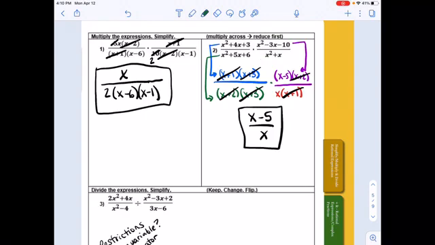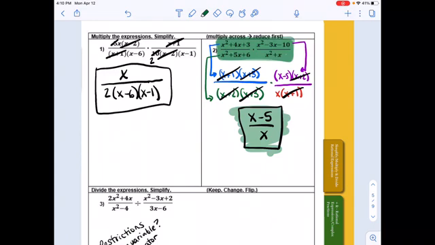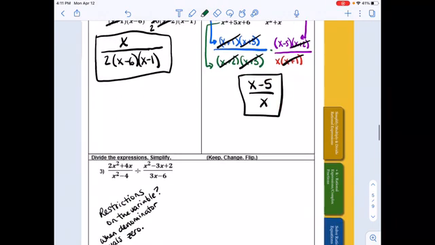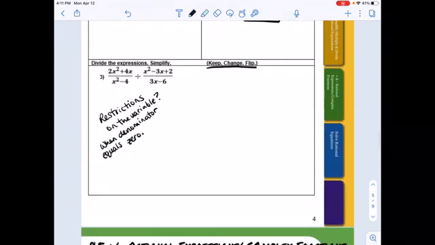Now, I do want to point out that this and this are completely equivalent. If you plugged in an x to this top problem and solved, and you plugged in x to this bottom problem and solved, they would equal the exact same thing. So that's pretty cool. It's just simplified. It didn't really change anything else.